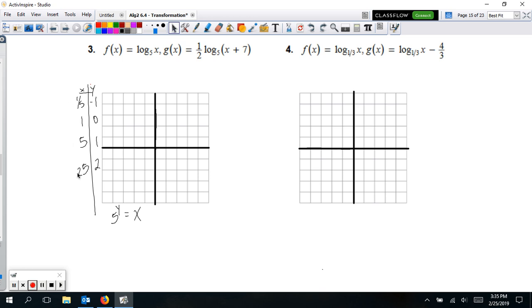We can plot these points on our graph. What should the asymptote be? What is the line we're not going to cross on this one? On these basic ones like this, when it just gives you a logarithm, the asymptote's always going to be the y-axis. So this y-axis here is going to be our asymptote line. We're not going to cross that.